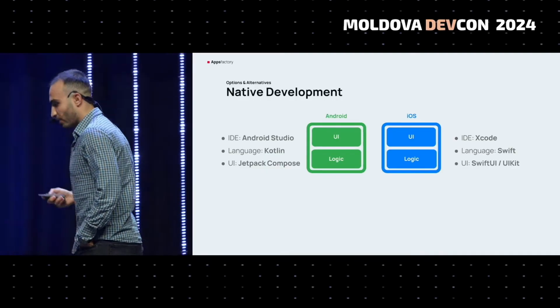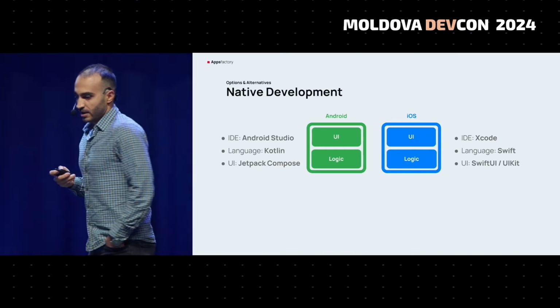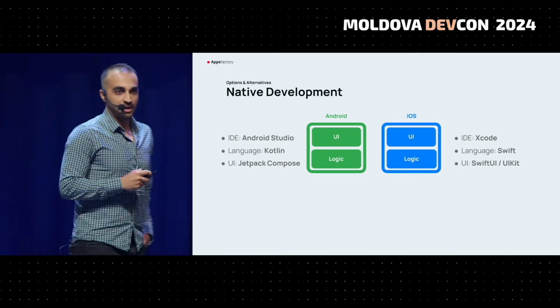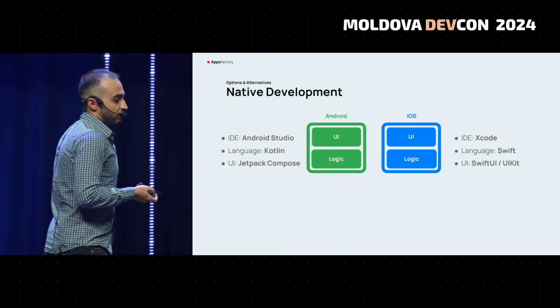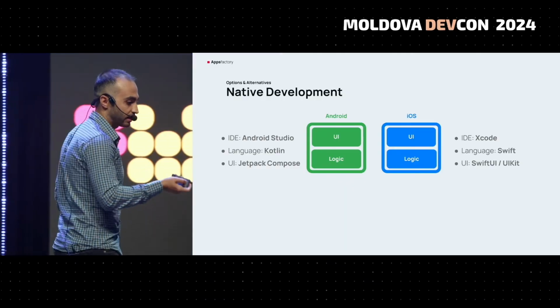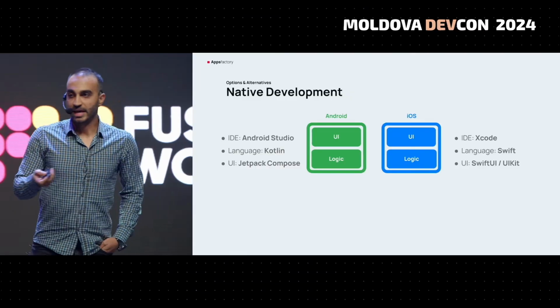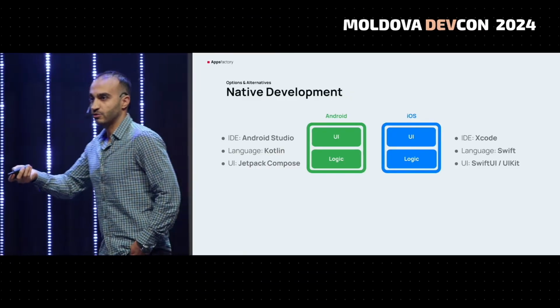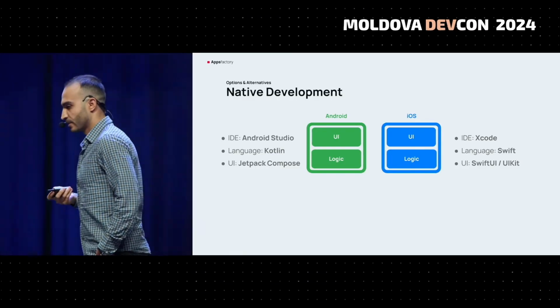And when we go to our client, our first option is native development. As you may already know, with native development, we have Android and iOS separately. They have their own IDEs, own languages, and own UI development.